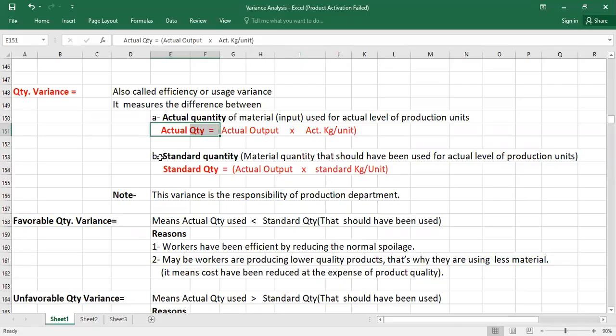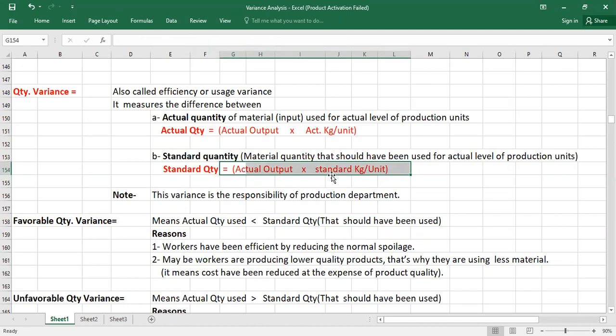Now we need to understand the standard quantity as well. Standard quantity is the quantity of material that should have been used for the actual level of production units. For example, how can we calculate the standard quantity? Standard quantity is always equal to the actual output multiplied by standard kg per unit. To tackle the question, you can assume standard kg means the budgeted kg per unit.